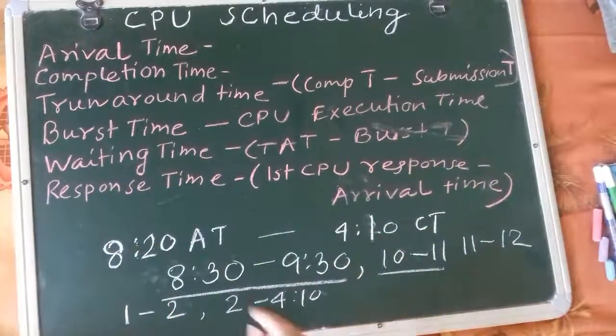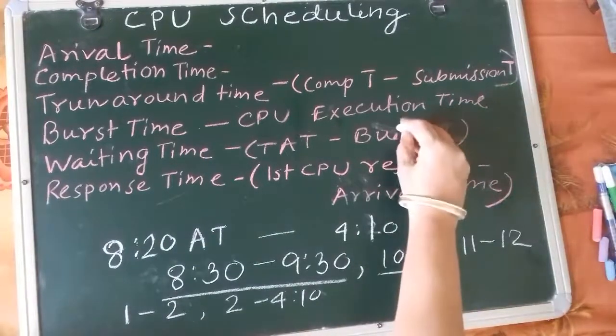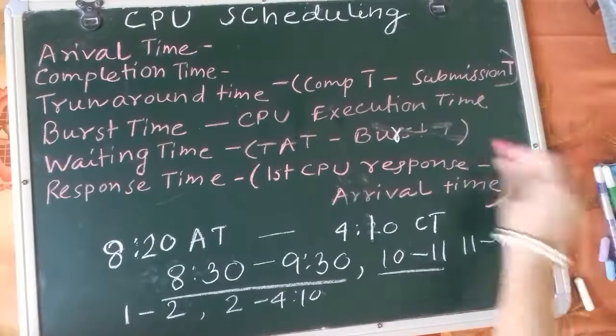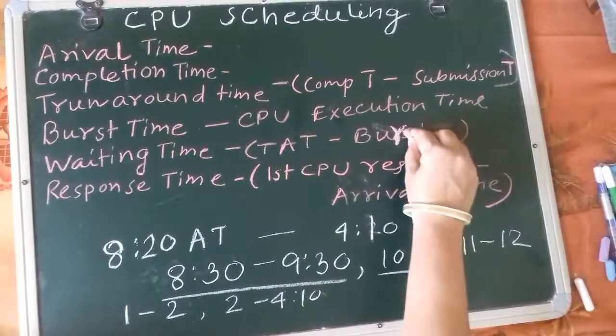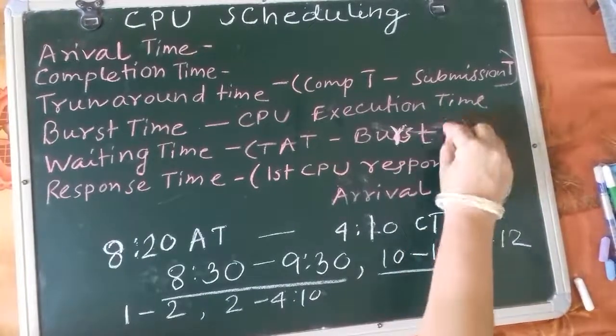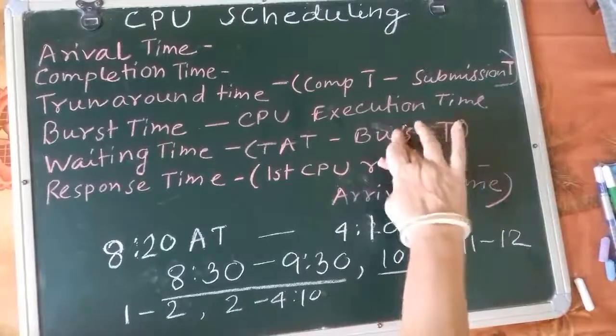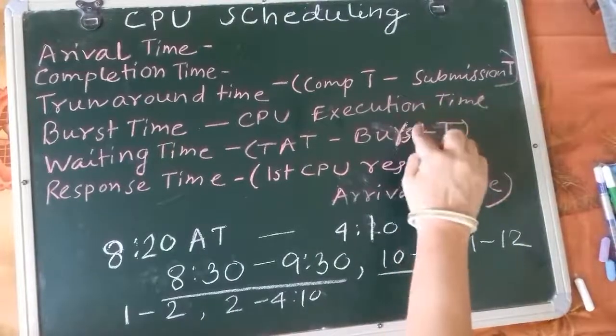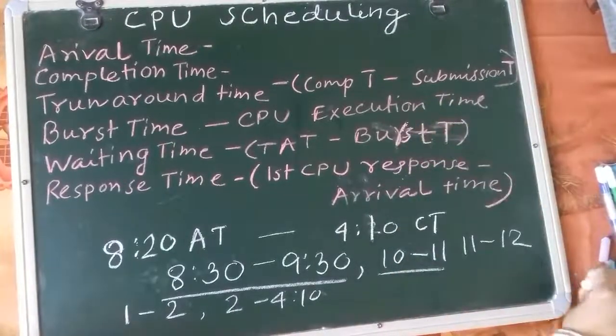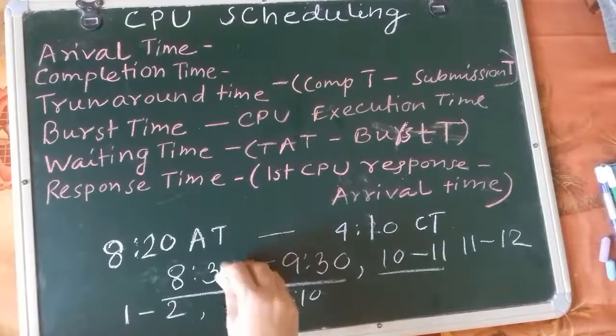Okay. So what is waiting time actually? Waiting time is when the teacher was not with you. When the teacher was not with you, that is your waiting time. So maybe ideally the teacher might not have come at 8:30, maybe the teacher has come at 8:31.